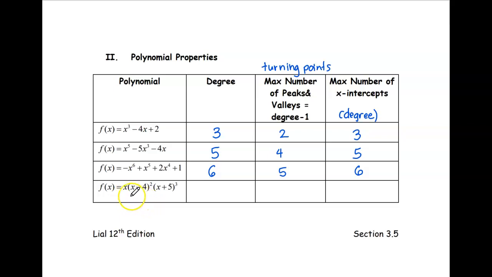For the last example, to get the leading term, we need to multiply this raised to this power here, and this x here raised to this power here. So therefore, we have x times x squared times x cubed, and that gives us x to the 6 as our leading term. The degree is 6. Maximum number of turning points is 5, and the maximum number of x-intercepts is 6.